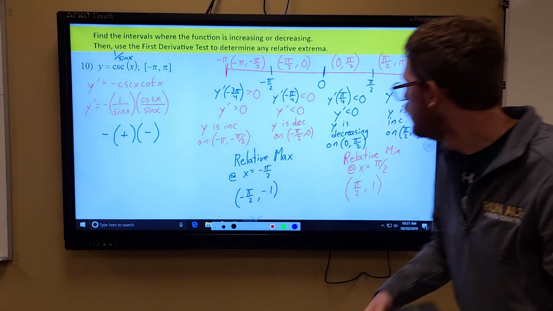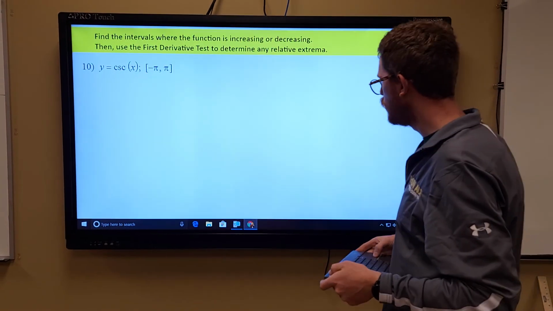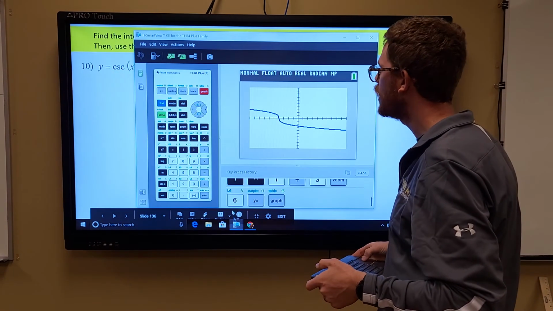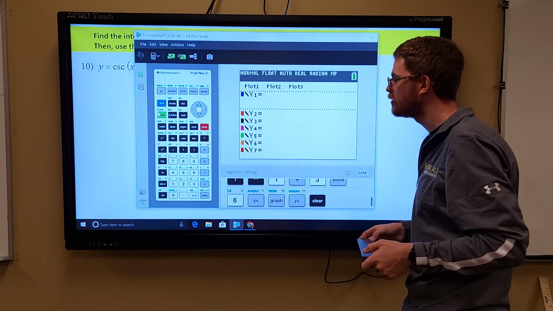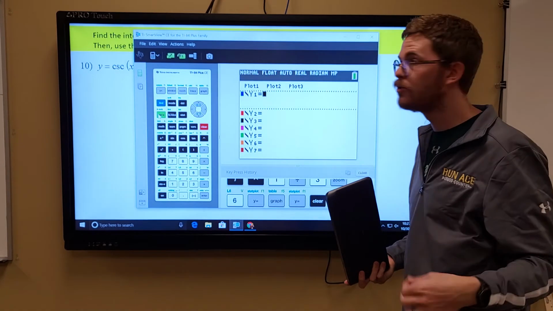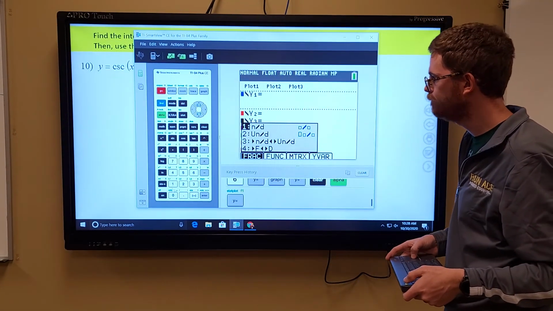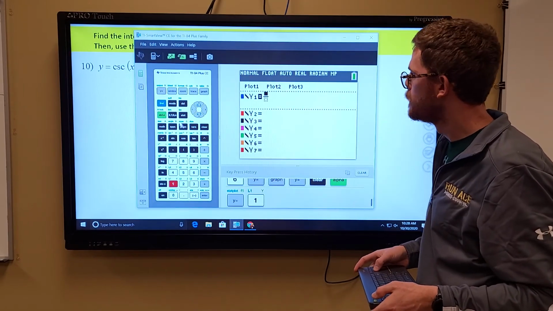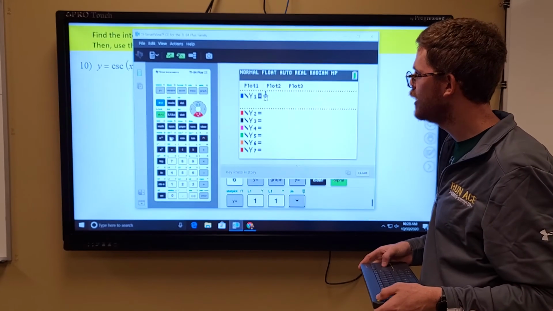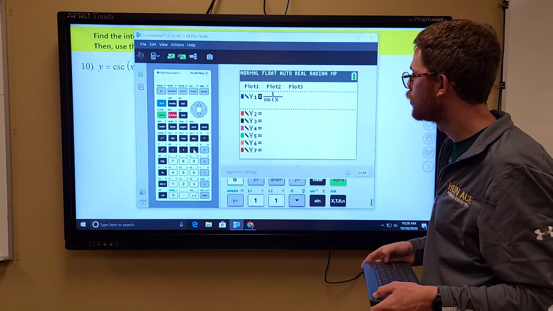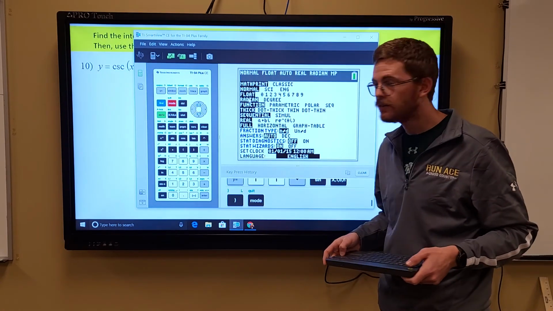Let's again take a look at all this, and hopefully all this is backed up by our graph. So I'm going to pull up my calculator. Y equals, clear out what I have. I want cosecant, so I'm going to express it as 1 over sine of x. Now, when you're graphing trig, it is important that your calculator's in radians.